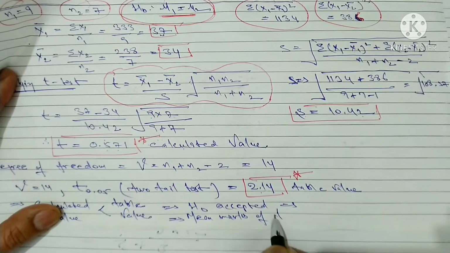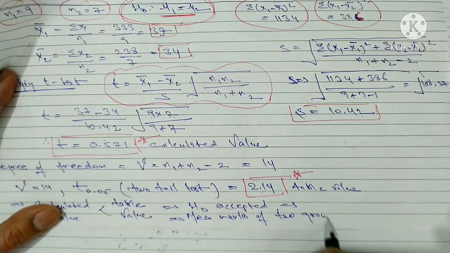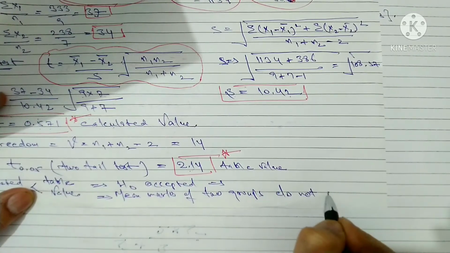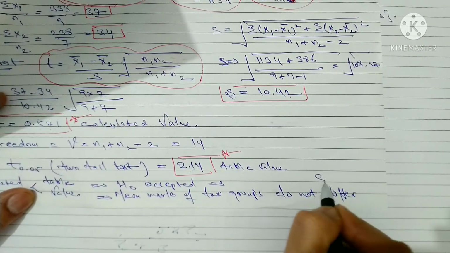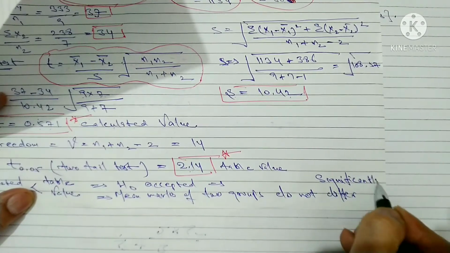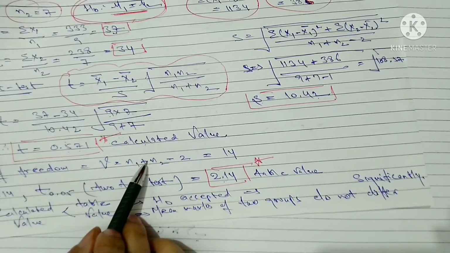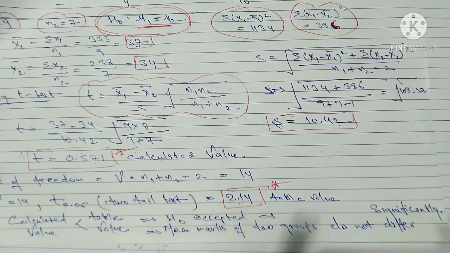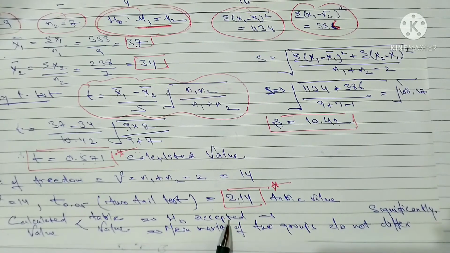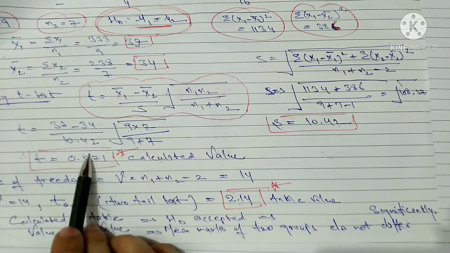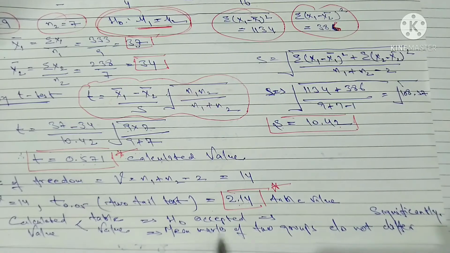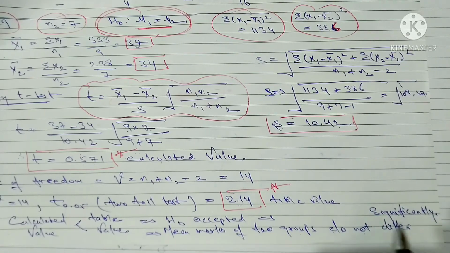Mean marks of two groups do not differ significantly, means there is no significant difference between the mean marks of group 1 and mean marks of group 2. Significant means notable difference. So H naught is accepted, means mean marks of both the groups are approximately equal.